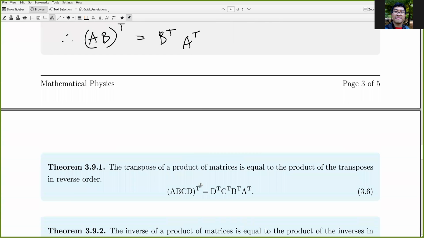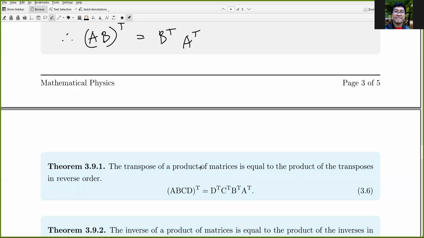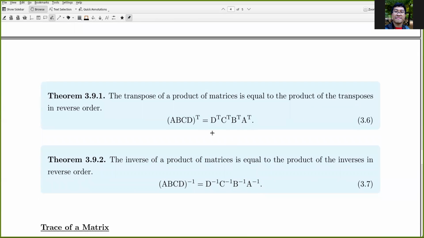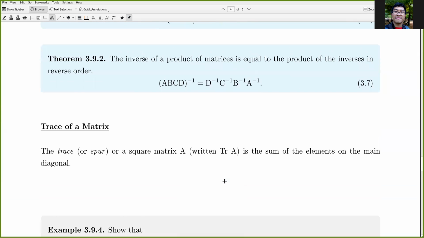That is actually a general theorem: the transpose of a product of matrices is equal to the product of the transposes, but in reverse order, just like here. (ABCD) transpose is D transpose, C transpose, B transpose, A transpose. The inverse, similarly, of a product is equal to the product of inverses, also in reverse order.